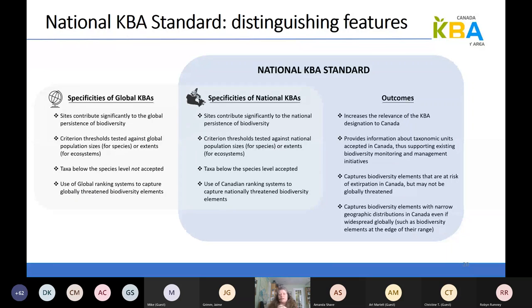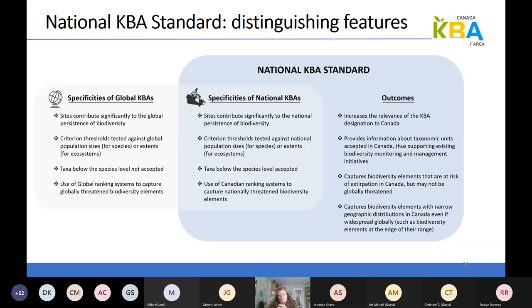The National KBA standard has a number of distinguishing features, and this table, this figure, gives you a sense of what specificities we would have between global and national KBAs. And some of them are quite obvious. Obviously the difference between a global and a national KBA is that one is nationally identifying sites that are significant for national persistence, whereas the other is global.